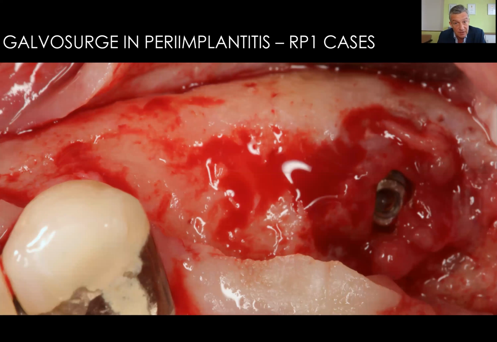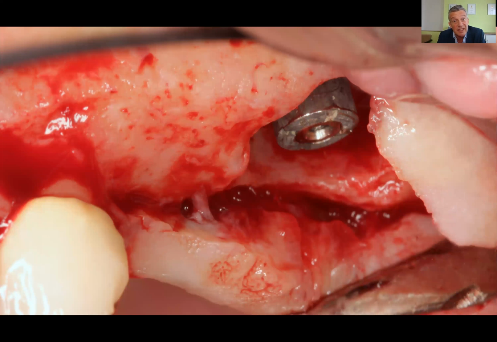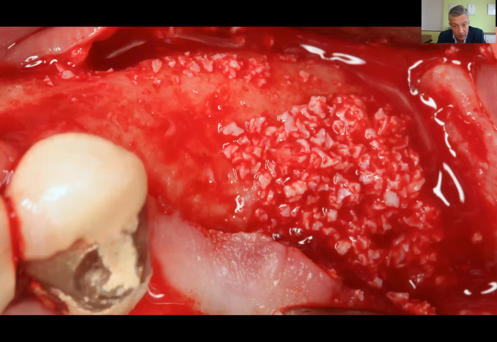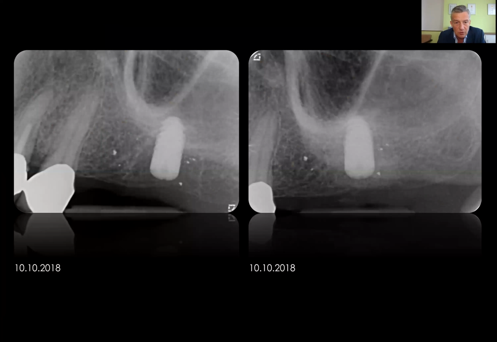Let's share some cases. RP1 cases, so the easy cases with complete bone walls surrounding the implants. But the defect was very deep, and the defect was also very wide. So as you will agree, this is not a defect which heals by itself when you just clean the implant. So we augmented it with Bio-Oss and autogenous bone. You see the X-ray directly after healing. So we had bone loss almost to the tip of the implant.